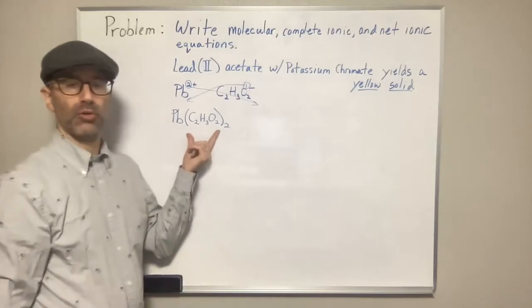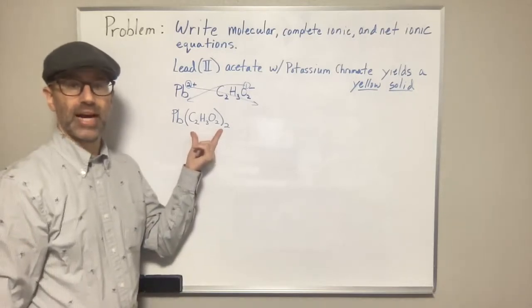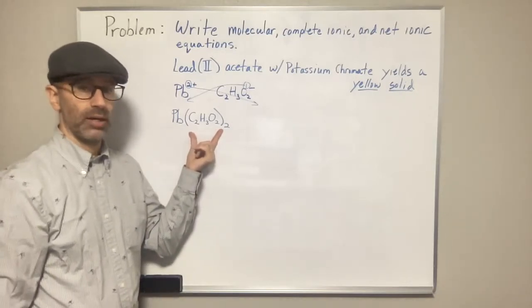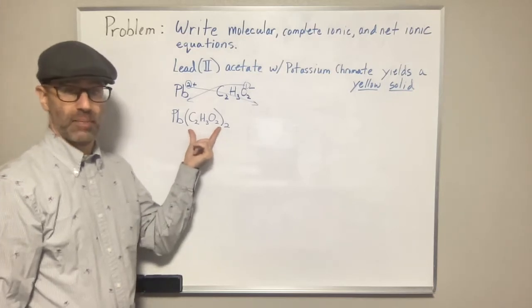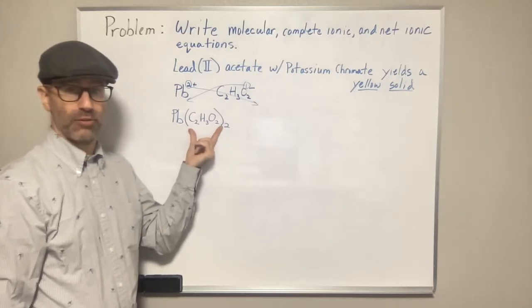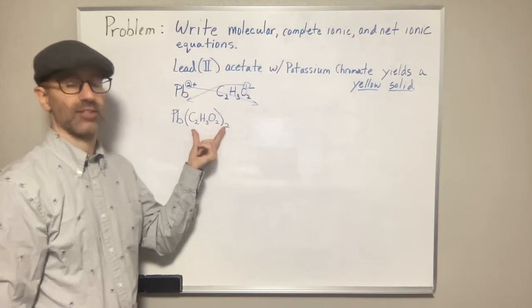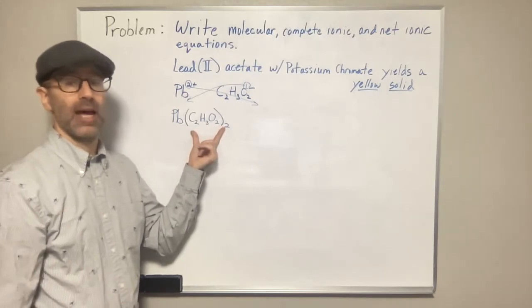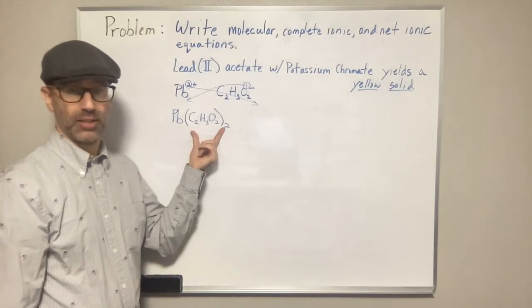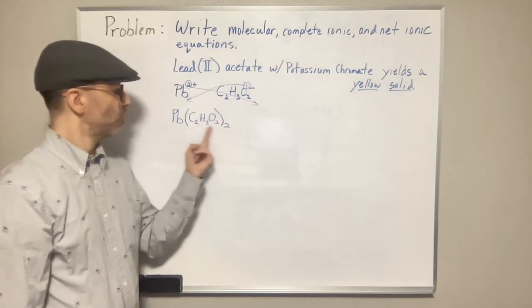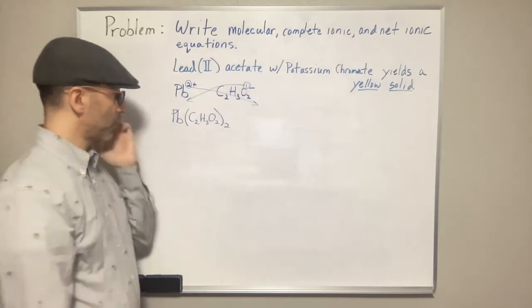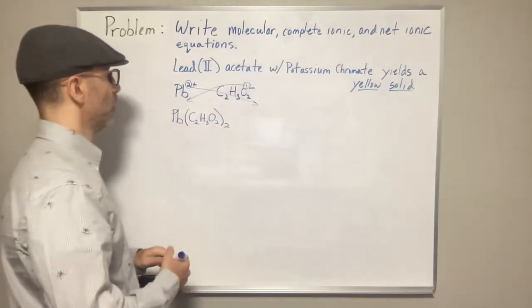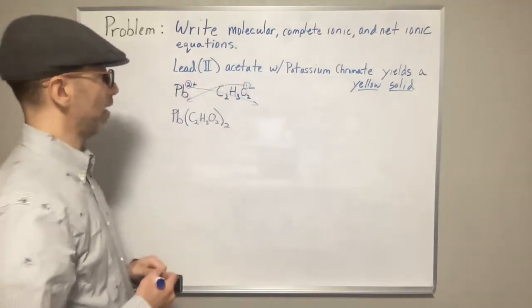You'll notice I'm using parentheses for the polyatomic ion because I have more than 1. So please make sure that you use parentheses for polyatomic ions when you have more than 1. If you only have 1 polyatomic ion, then you don't need to write any parentheses. Notice I have the 2 on the outside of the parentheses, so I have 2 of those. And that's it for my lead(II) acetate.